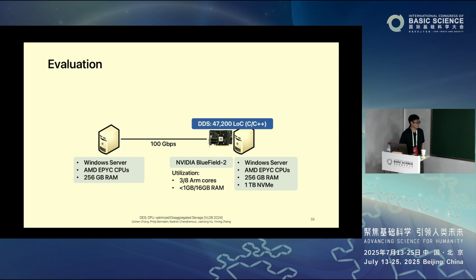We built DDS with almost 15,000 lines of C++ code. It's a lot of development. On the DPU, we use 3 out of 8 ARM cores, and we use under 1 gigabyte of DPU memory. We supported 3 applications. The first is the remote file application, where the client randomly accesses a big file on the storage server. We also run FASTER, which is the key-value store, and also Microsoft Hyperscale on this cluster.